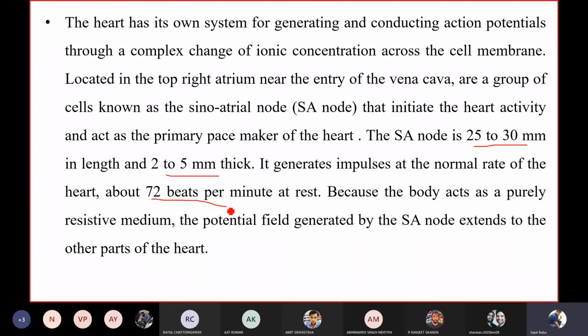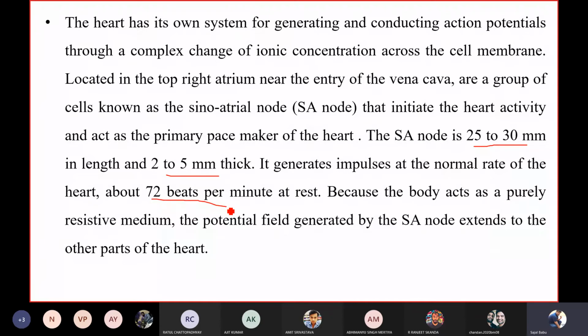When it generates 72 impulses, because of these generated impulses the heart will contract and expand. The ventricles contract and expand, and the valves close and open. So because of this SA node, everything is happening, right? So this is the SA node.